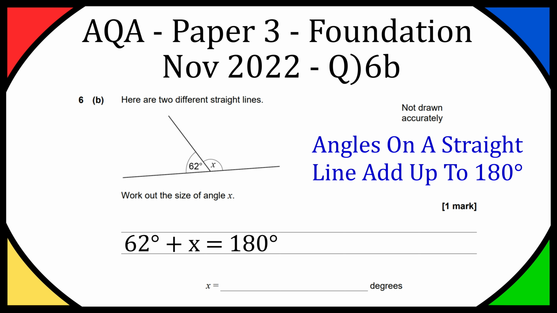So we can make this little formula, 62 degrees plus X is equal to 180 degrees. Let's just rearrange it and subtract 62 degrees from both sides. So X is going to be 180 degrees minus 62 degrees, and then X is going to be 118 degrees. And again, that's because we've used the fact that angles on a straight line add up to 180 degrees.